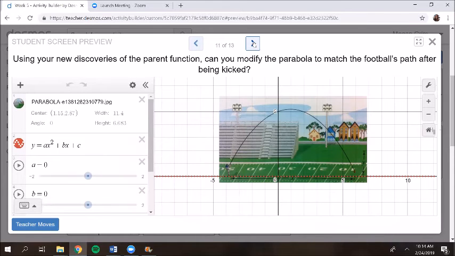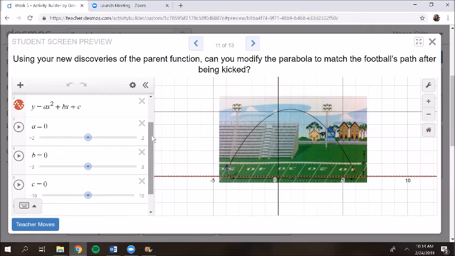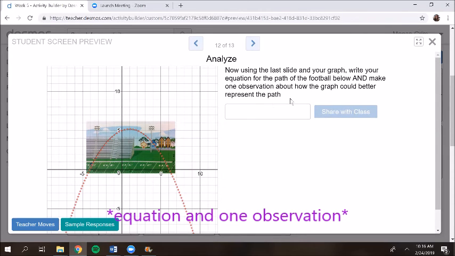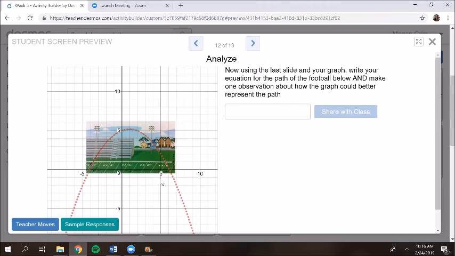And this is my challenge question, to put together all of the concepts from the previous slides to make the parabola match the path of the football. So they'll have to move a, b, and c and transform the equation of the parabola in order to do so. There we go. So that was even hard for me. That was embarrassing. But anyways, you'll take these coefficients. On the next slide, the next challenge is to write those coefficients in your equation, and give one observation about how the graph could better represent the path. And the hope is that they realize the parabola should not extend below the ground, which would allude to the next discussion of the vertex form, vertices in general, domain and range, like the overall properties of a parabola.